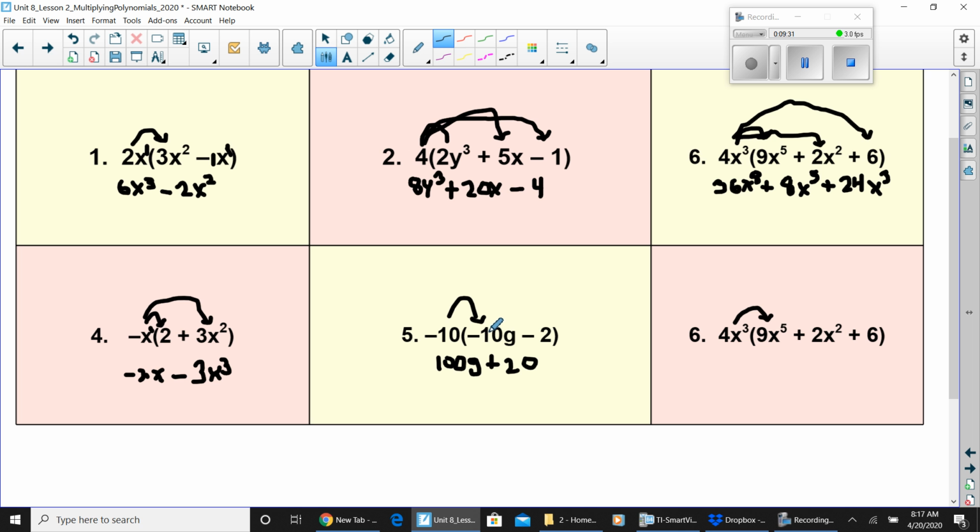Negative 10 times negative 10g is 100g. That's positive, negative times negative. And then negative times another negative, just the numbers here, is positive 20. Right, go ahead, press pause again, do number 6. Press pause now.